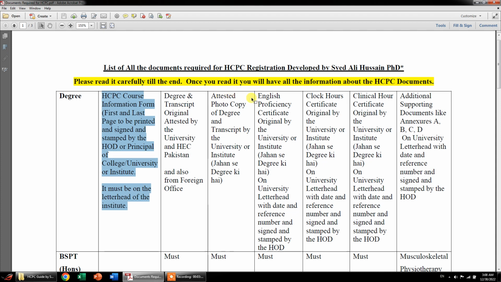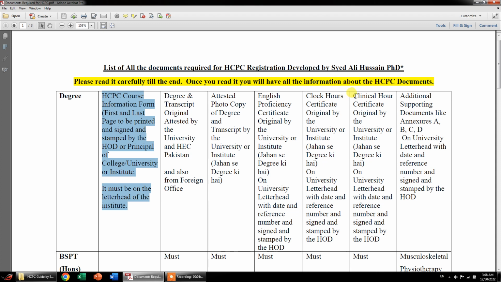The next thing is you need to have an English proficiency certificate, original, from the university or institute. Again, it should be on the university letterhead with date and reference number, and signed and stamped by the head of the department or the principal. Then you must take the clock hours certificate for that degree. For example, for the DPT degree you must take a clock hour certificate, and for the MS degree you must take a clock hour certificate as well. Again it should be on the university letterhead with date and reference number, and signed and stamped by the HOD or the principal.